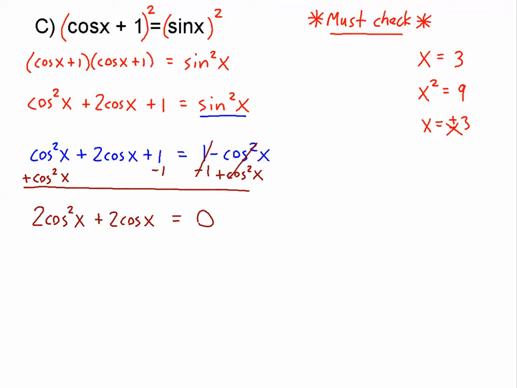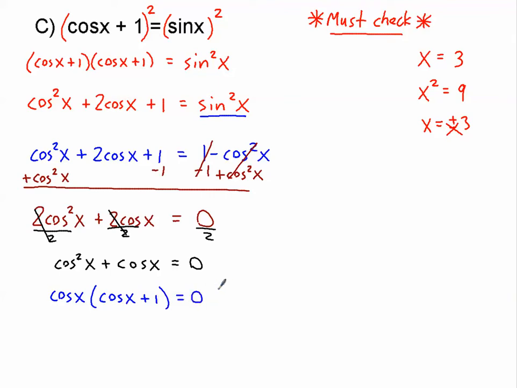Binomials have special patterns to factor them. In fact, I see the GCF right now. I don't really need the 2. I could just divide everything by 2 right now and just get rid of the 2. Sure, that's fine. So now I have cosine squared plus cosine is equal to 0. And now I can factor out that GCF. I see that they both share a cosine, so if I pull a cosine out, I'm left with cosine plus 1. Those are my two factors, finally.